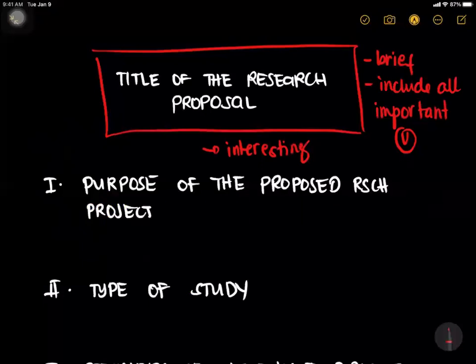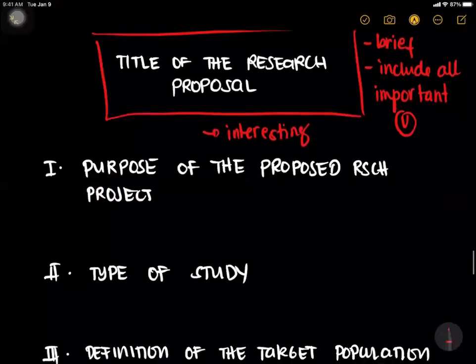So you have to make sure that you draft a very striking title of the research proposal. Also, a separate lecture has been dedicated to writing your research proposal, so you may check the channel for your reference. Okay, now let's take a look at the different parts or the outline.